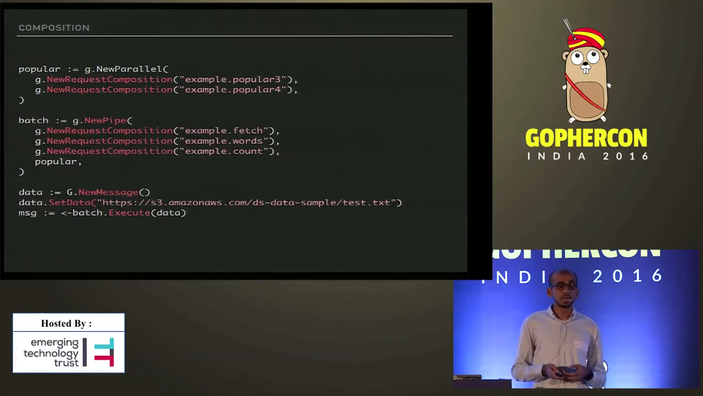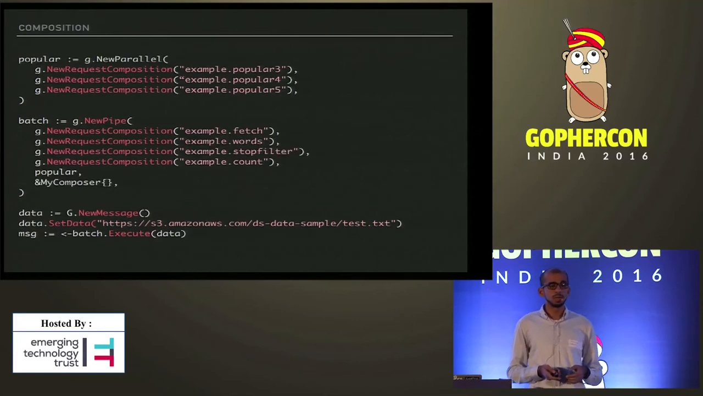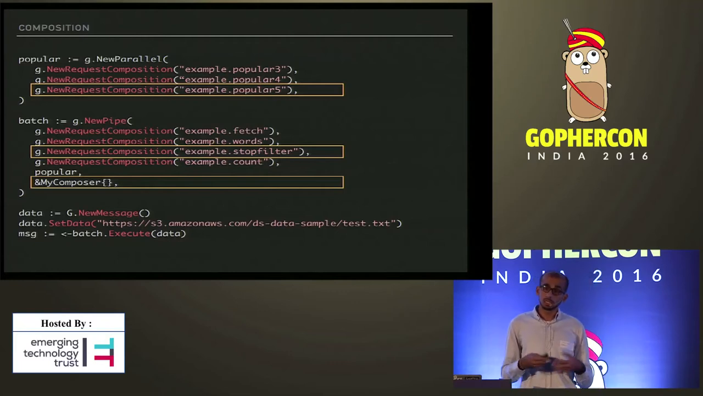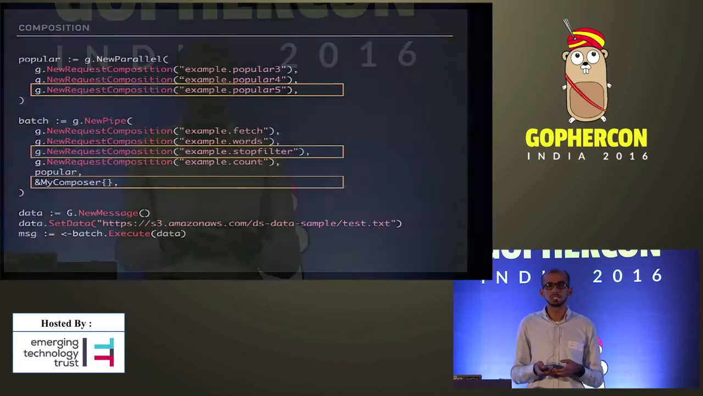Now to extend a composition is fairly easy. Let me introduce a couple more compositions in here. After the words have been computed, I'm actually going to add a stop filter as well, which is going to remove the A, the, etc. words, which are pretty much insignificant. Then I'll add another parallel composition to it, which will compute the popular five-letter words. Then there is my composer. So composition is an interface. In the previous talks through the day, you have seen how interfaces help you build extendable and robust code. This is an example of that.